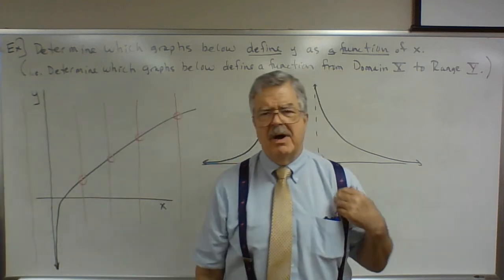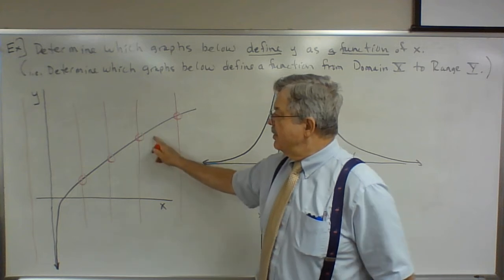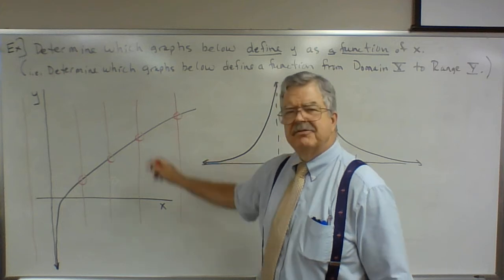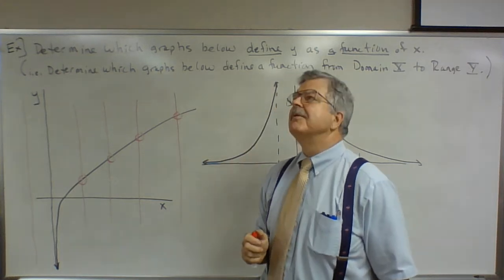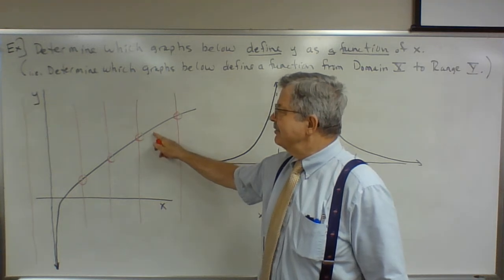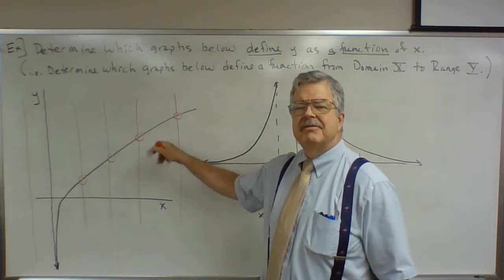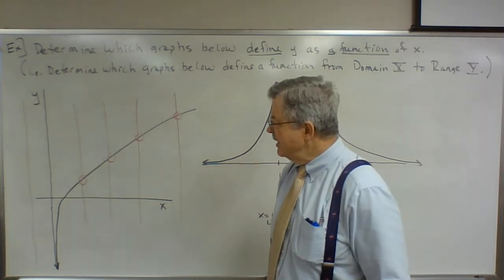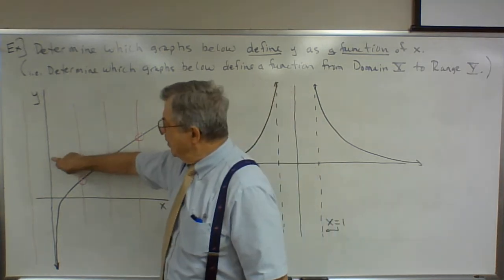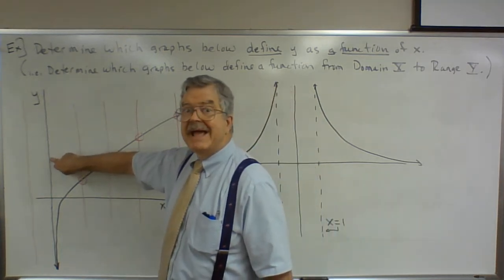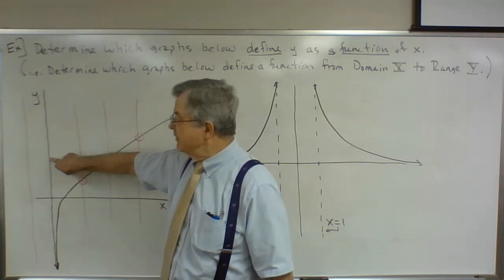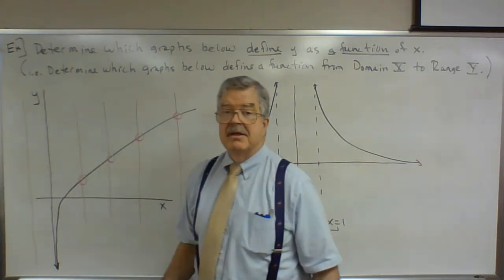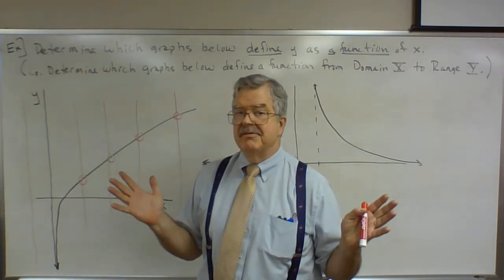Does that disqualify the equation of this graph from being a function? I'm sorry, does it mean that this graph does not define y as a function of x? No. The only thing that it really means is that the x-coordinate of this line, x equals 0, and all of the x-coordinates to the left of this line just aren't in the domain of the function.